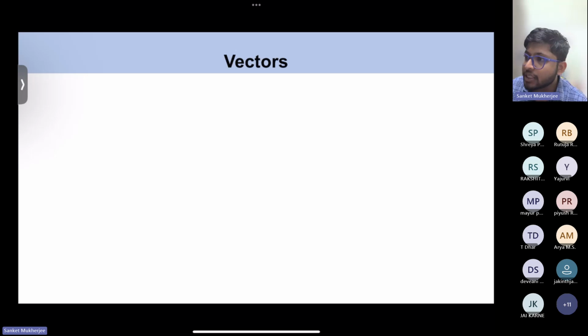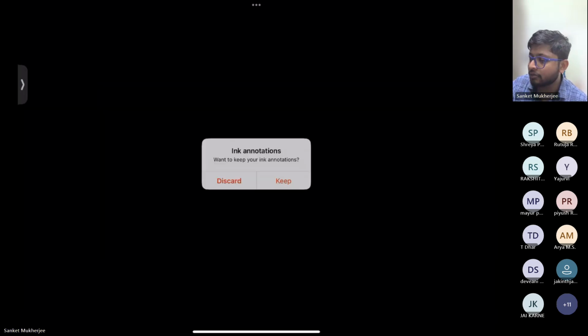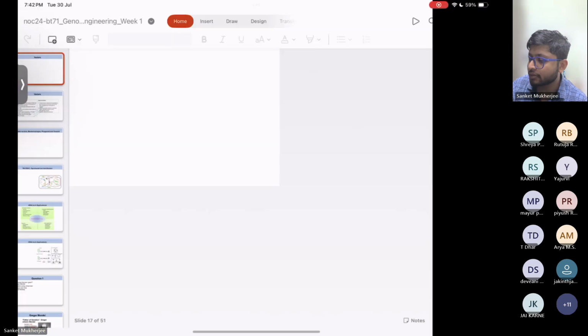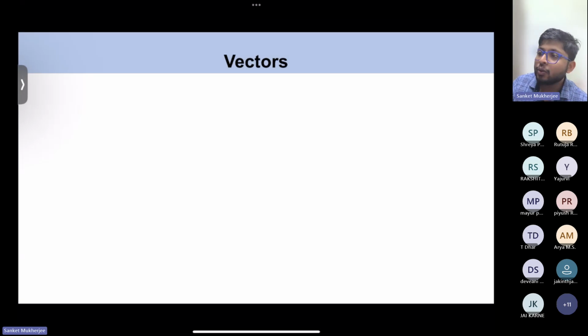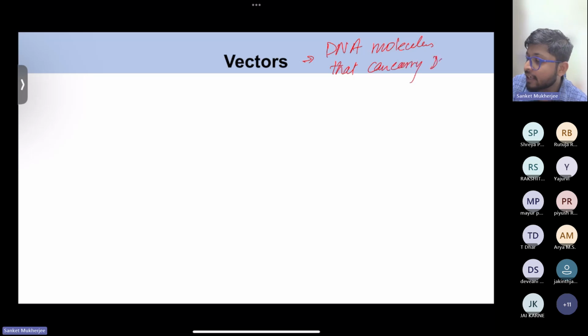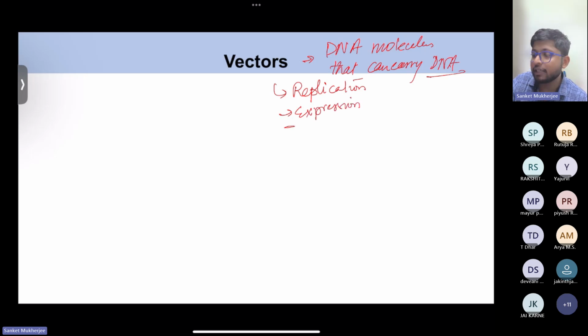Okay, let's talk about vectors. So vectors are DNA molecules that can carry your DNA of interest, right, inside the host cell for cloning. So the two main important features for a vector are that it should be able to replicate itself, so replication, and then expression. These are the two main things that are required in a vector.